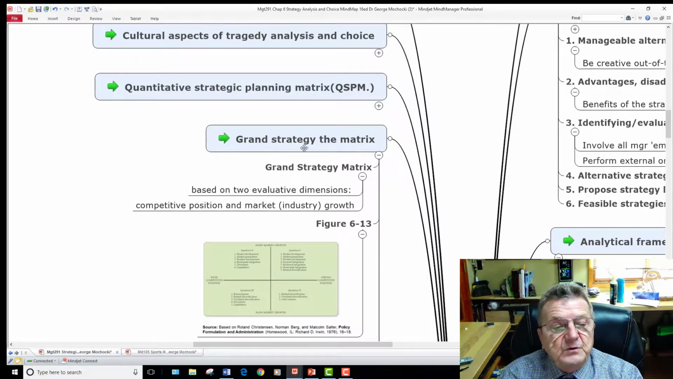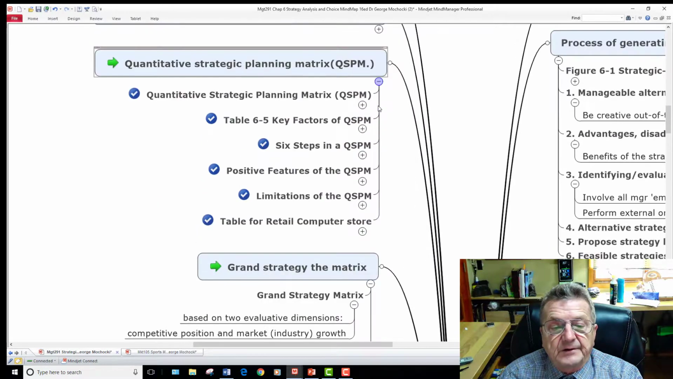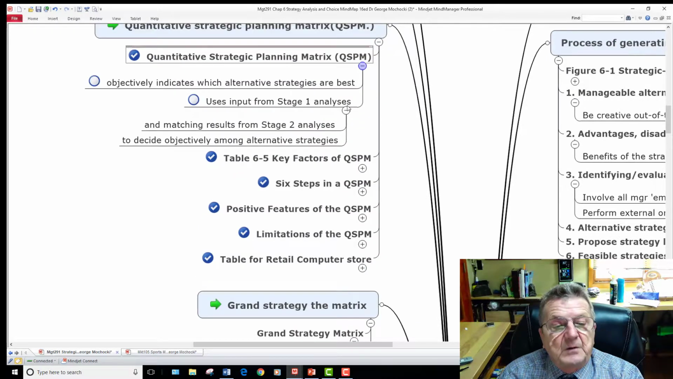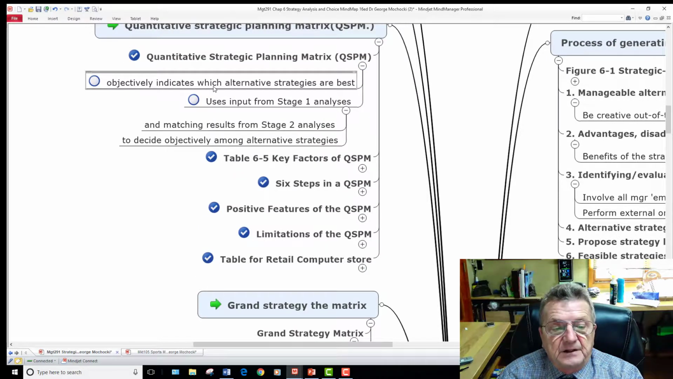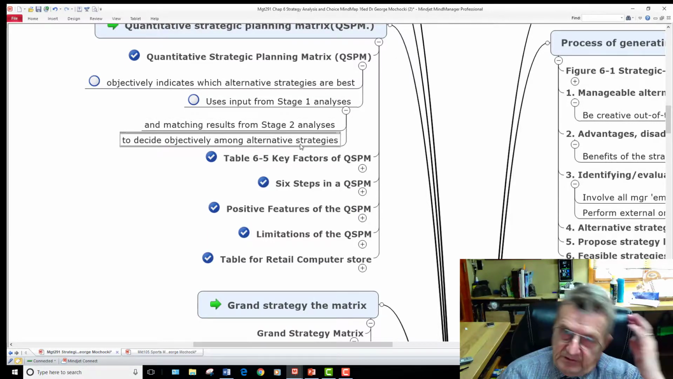And then, so I'm looking at this quadrant, competitive position, but are in slow growth industries. Okay? Now, the next one you have is the quantitative strategic planning matrix, another matrix. It objectively indicates which alternative strategies are the best, using input from stage 1 and matching results from stage 2 to decide objectively among the alternatives.